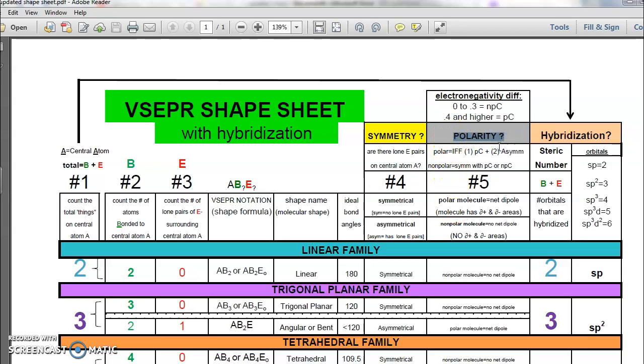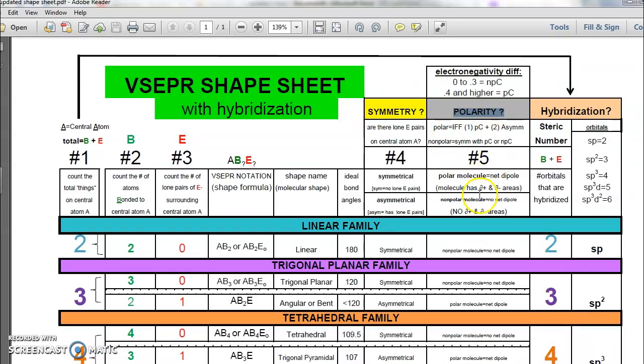If you remember from the notes, in order for a molecule to have a net dipole, first of all, it has to be asymmetrical. For it to be polar, it also has to have polar bonds. We know water has polar bonds because oxygen is 3.5, hydrogen is 2.1. The difference is 1.4. That is very polar.